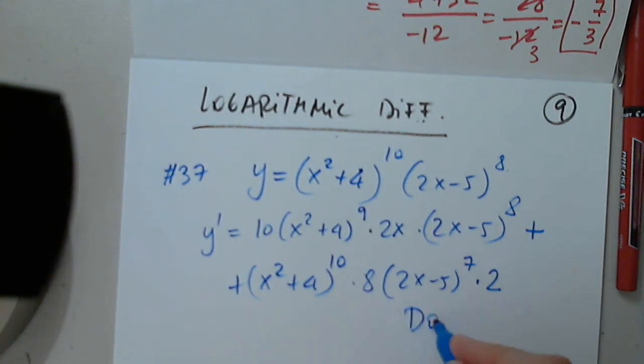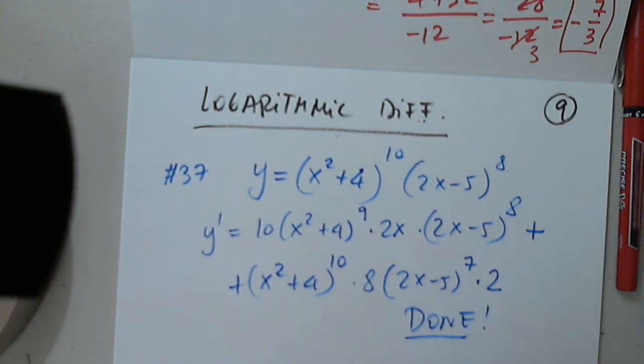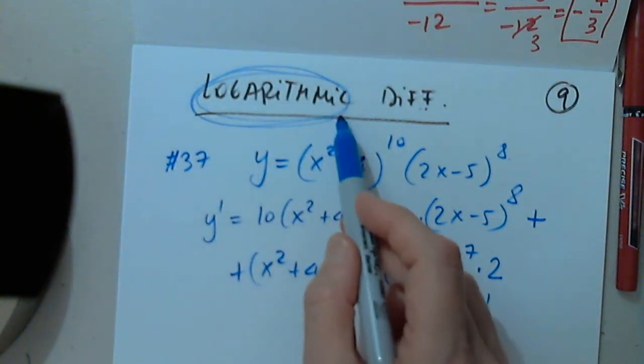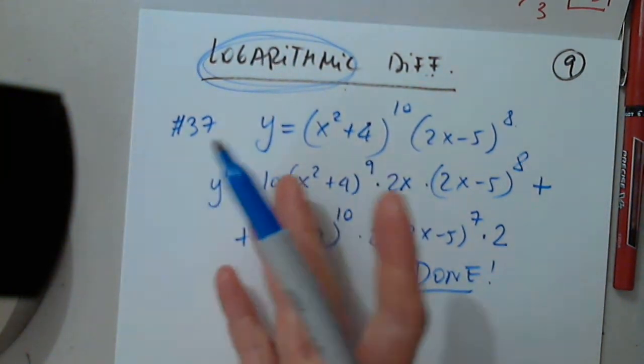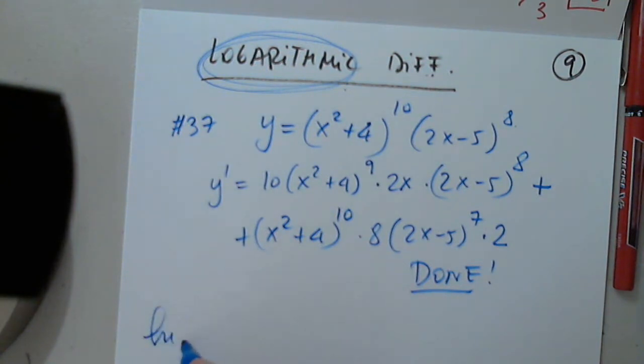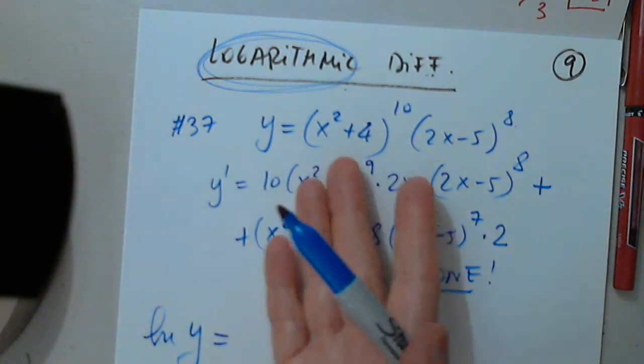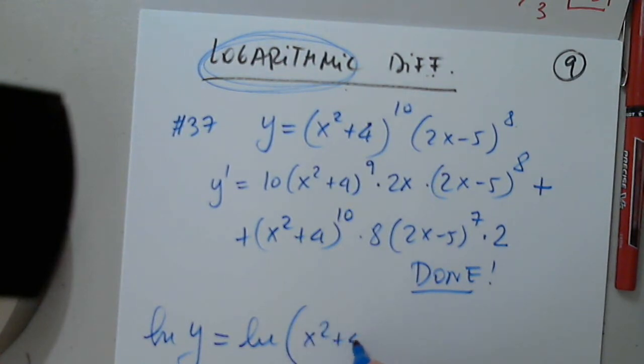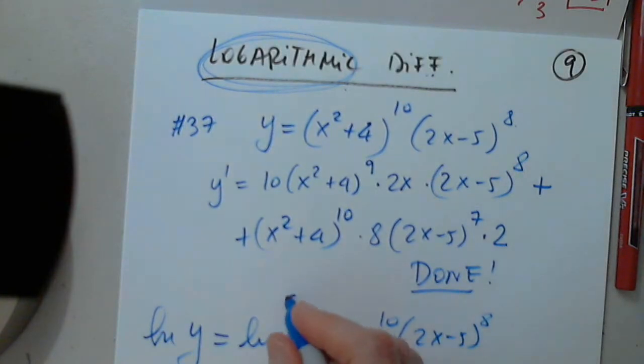This is what we did a long time ago. Here's another way. Apply log to both sides. Okay, if I apply log to the left-hand side, I have to apply log to the right-hand side: (x squared plus 4) to the 10th, (2x minus 5) to the 8th.